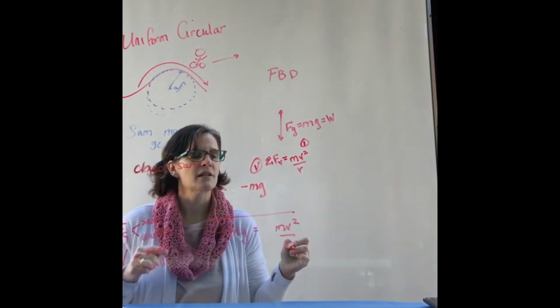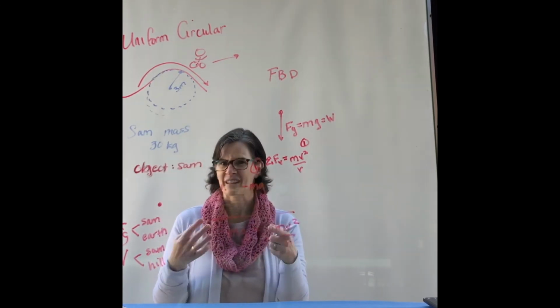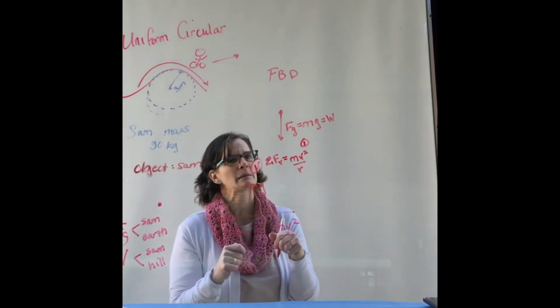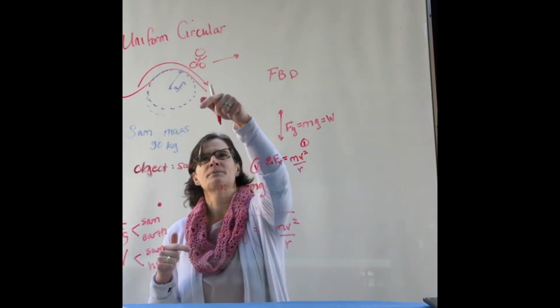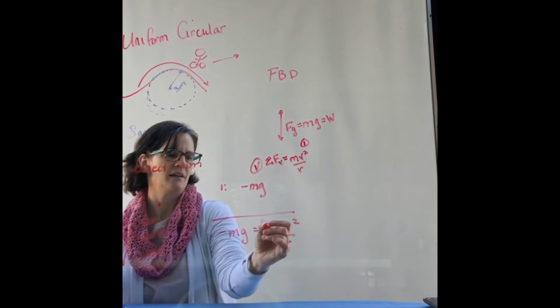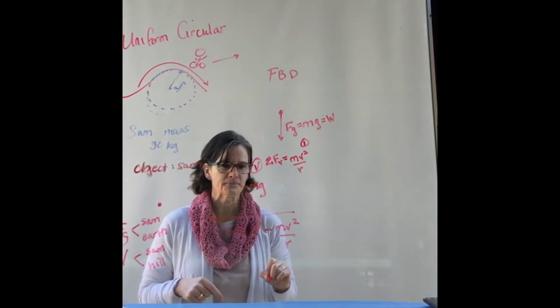And we want to remind ourselves that that's the magnitude, so we want to consider direction. We're being very explicit about direction in our list, so let's maintain that. And we know that if the circle is a vertical circle and Sam's at the top of it, then that sum of those forces is in the downward direction.